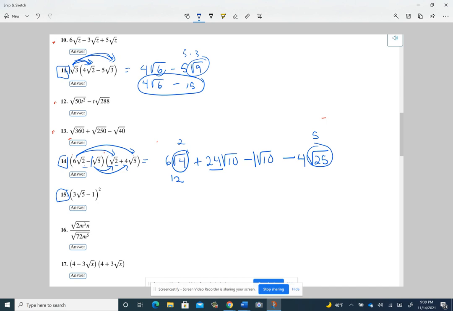So now what we're thinking about is whether these can be combined. And these are like radicals. 24 square root of 10 and 1 square root of 10 are like radicals. So you'll get 23 square root of 10. And then at the end, we have minus 4 times 5, so that's minus 20. So we have just a little bit more to do because the 12 and the minus 20 are like terms. And so your final answer would be negative 8 plus 23 square root of 10. Okay.